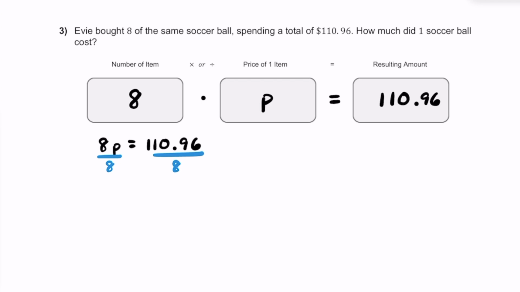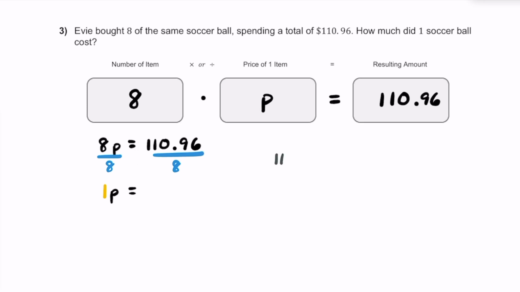That's the division property of equality when you divide both sides by the same number. Now, what is on the left side, 8 over 8? Well, 8 divided by 8 is just equal to 1, so we can write 1p. So the coefficient for p is now just 1. So we have 1p, or the price of one soccer ball here, is going to be equal to... Now let's divide the price of all 8 of them by 8, so we can get the price of just one soccer ball here.